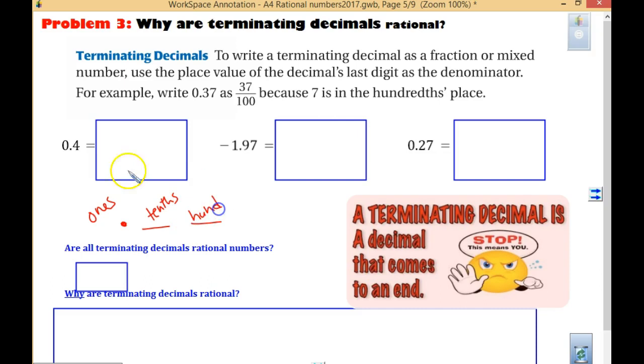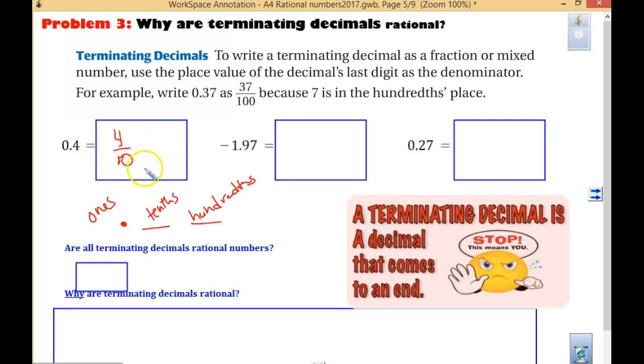And so when we read that number, we don't want to read it as 0.4, but 4 tenths, not 4 hundredths. You agree? 4 tenths, so we would write it as 4 over 10.